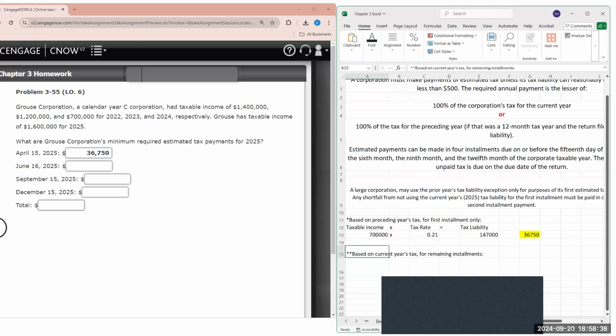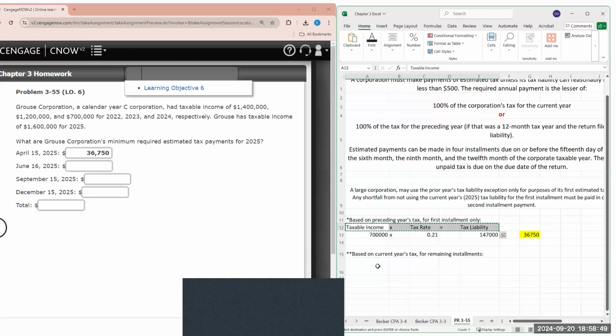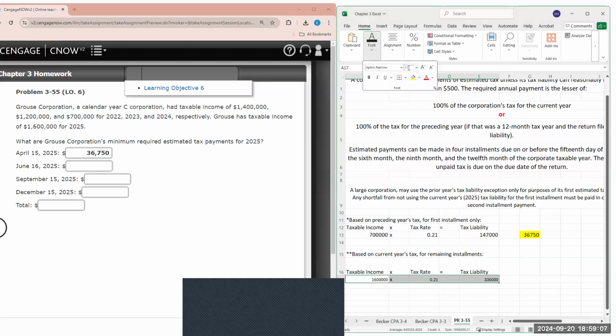In order to do such, we see that there's taxable income of 1.6 million for 2025. So therefore, same thing, taxable income of 1.6 million multiplied by the tax rate of 21%, the tax liability is 336,000.